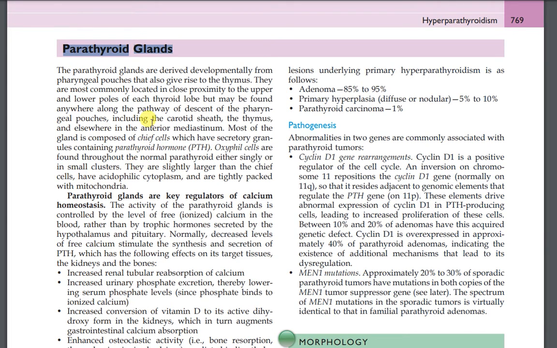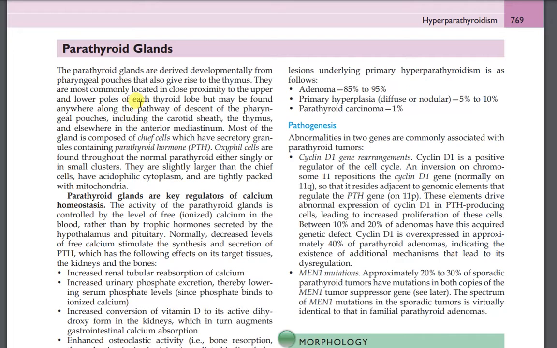We already discussed a little bit about thyroid gland pathology. We discussed all the types of thyroid gland pathology. We discussed Hashimoto disease. We discussed Graves disease. Yeah, I remember we discussed it. So now we will discuss the parathyroid gland pathology.